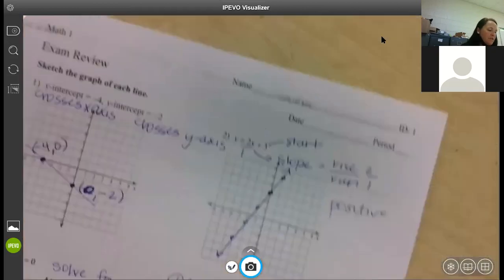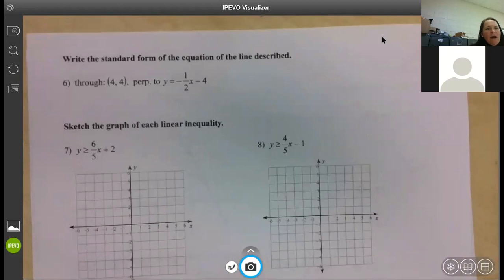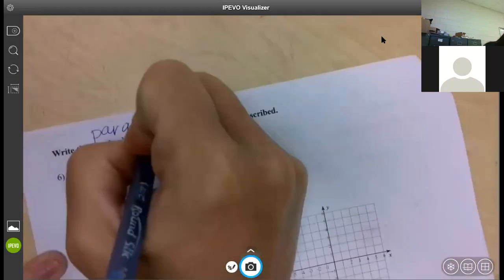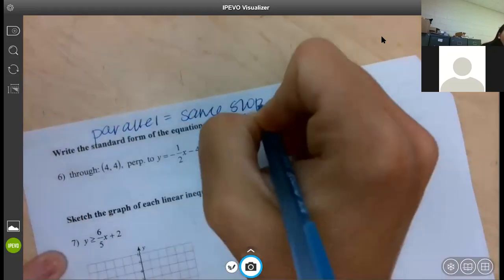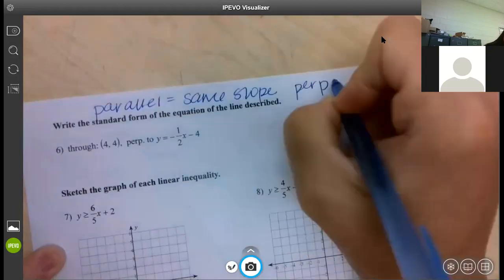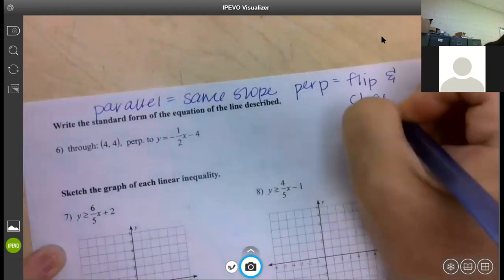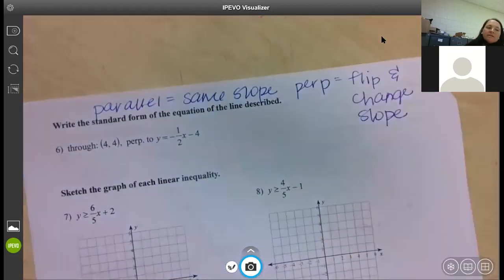Okay, these are like just highlights that I felt like you would see tomorrow at some point. Write the standard form of the equation of the line described. It's going to go through (4, 4) and perpendicular. So there are two things that you may have. One of those is parallel, which means use the same slope. Or you will have perpendicular, which I told you was flip and change the slope. So flip it over and change the sign.